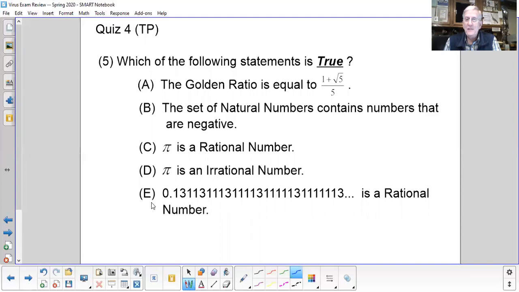Well, statement E is definitely out of the question. It's irrational. Pi is an irrational number. That is true. Pi is a rational number is not true. The set of natural numbers contain numbers that are negative. No, you didn't learn to count with negative numbers. So that isn't true. And of course, A isn't true. So the correct true statement here is that pi is an irrational number.